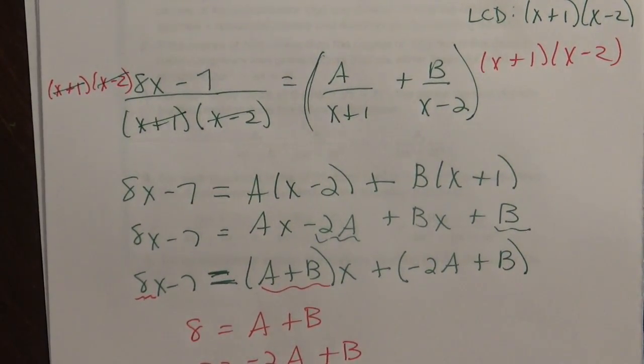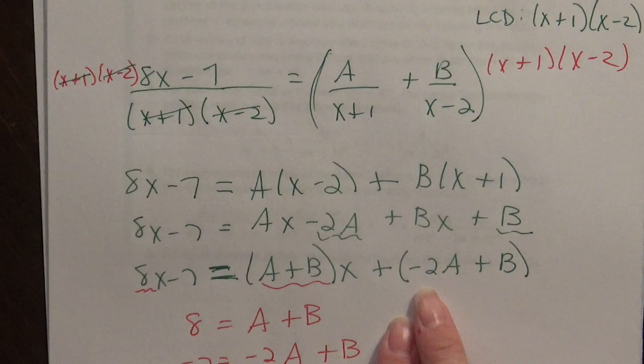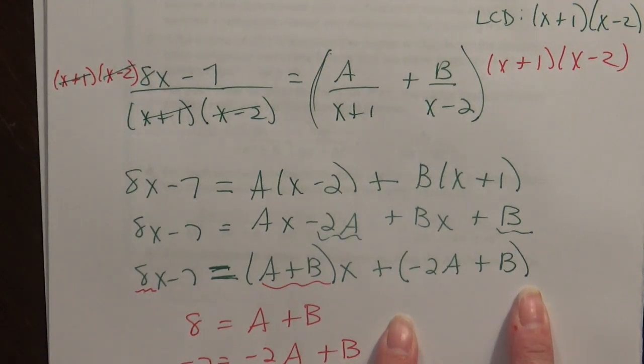Okay, so how did we get all that? One more time. The coefficient of x on the left had to be equal to the coefficient of x on the right. So the 8 had to be equal to the a plus b. And then the constants, the negative 7, those were the terms that did not have x's. The negative 7 on the left had to be equal to this piece over here that did not have x. That's the constant on the right. So negative 7 is equal to negative 2a plus b.